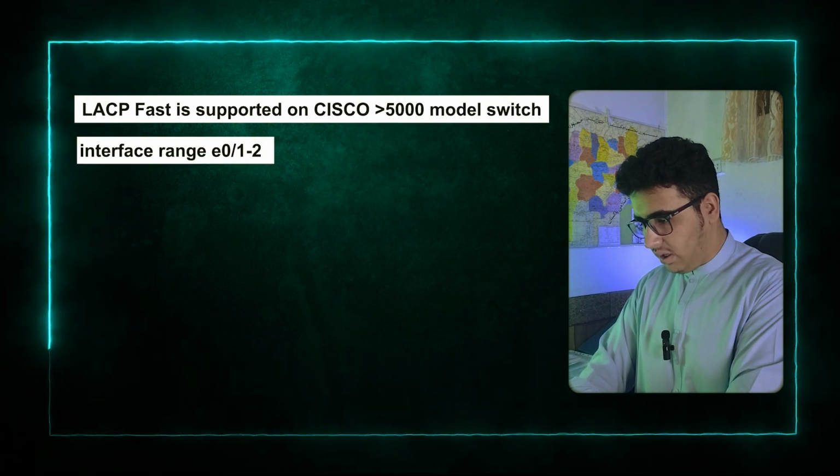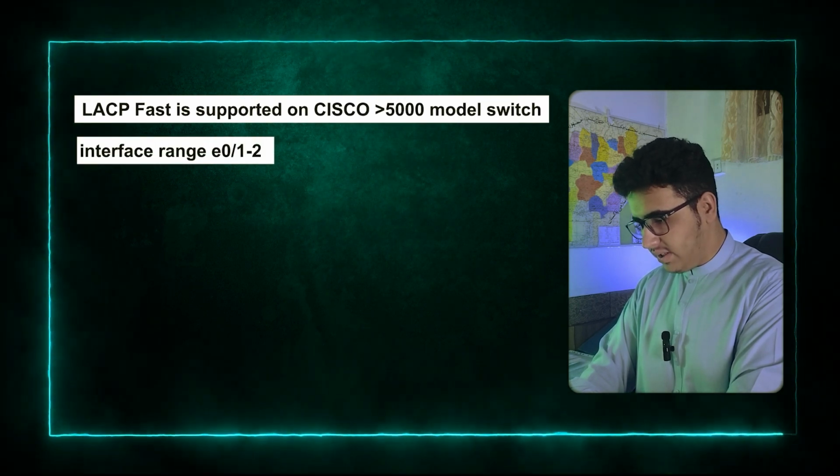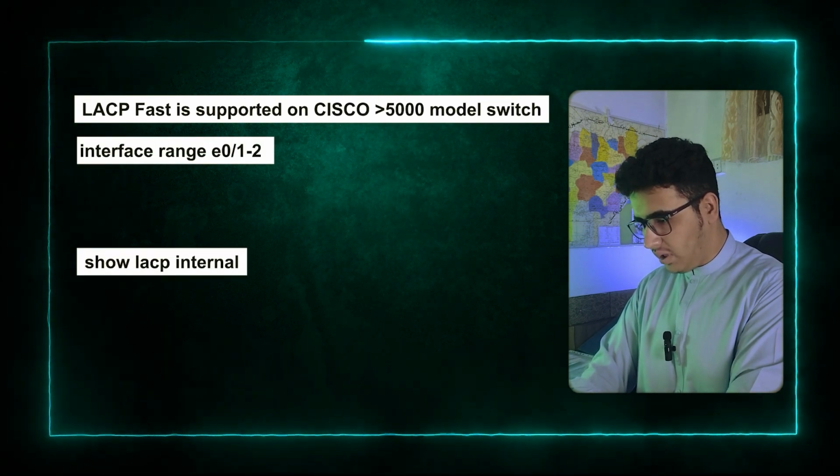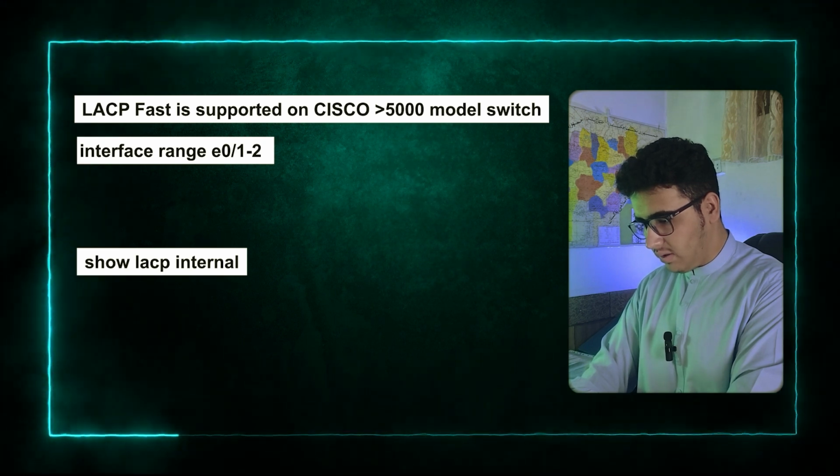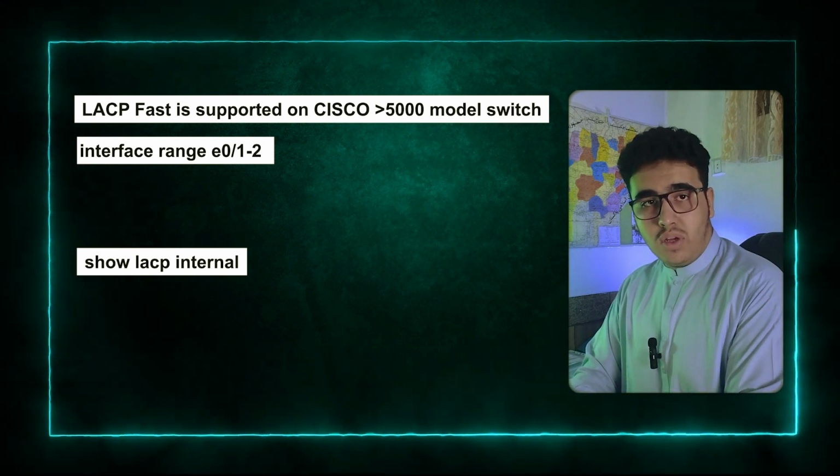So guys, if you want to configure LACP fast on your EtherChannel, here is how you can configure it. By typing the command interface range Ethernet 0/0 to 2 and lacp rate fast. So by doing that, you will be able to enable LACP fast.